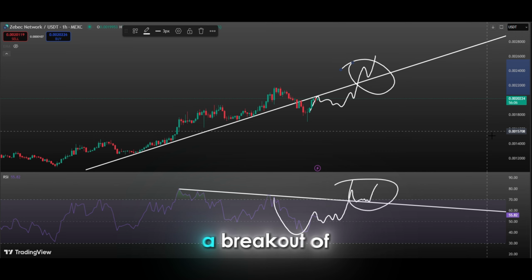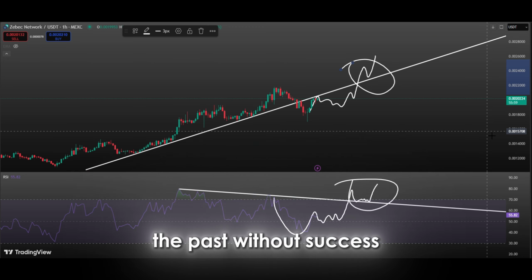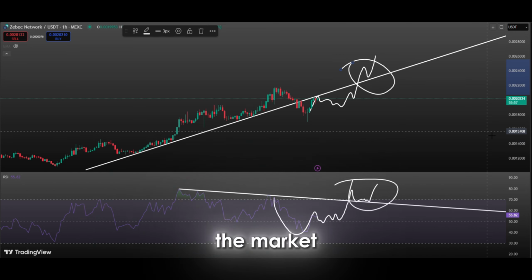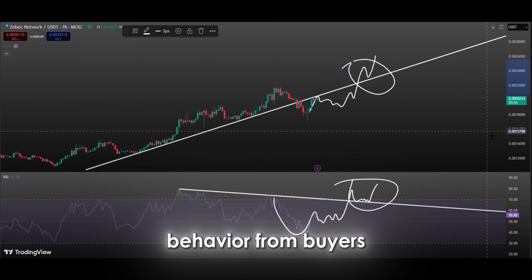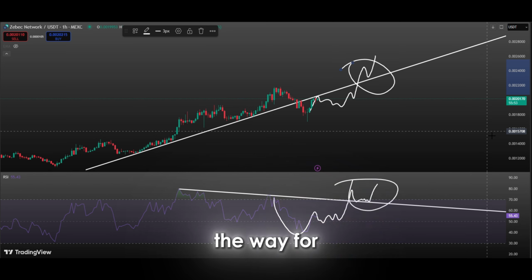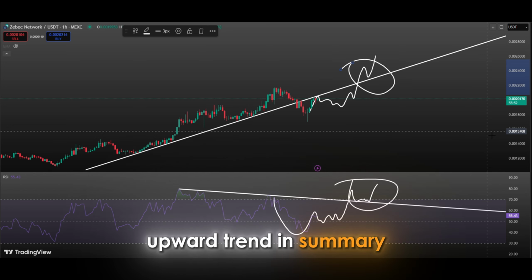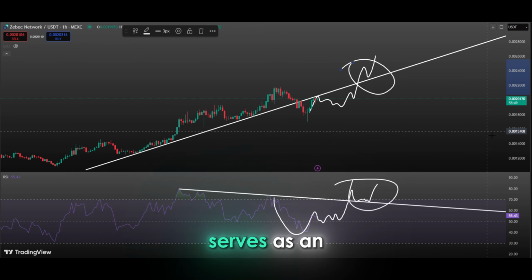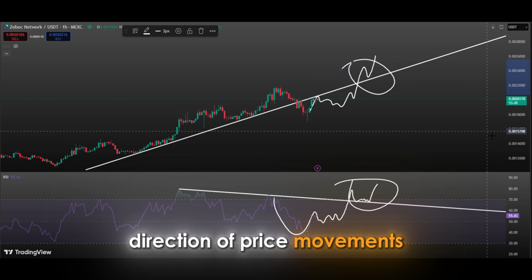Additionally, a breakout of the descending trend line on the RSI not only creates short-term bullish expectations, but also signals a potential shift in overall market psychology, especially if this trend line has been tested multiple times in the past without success. A successful breakout now suggests growing confidence in the market and more aggressive behavior from buyers. Such breakouts are often accompanied by increased volume and can pave the way for the price to enter a stronger upward trend. In summary, a breakout of the descending trend line on the RSI serves as an early warning about the potential direction of price movements.